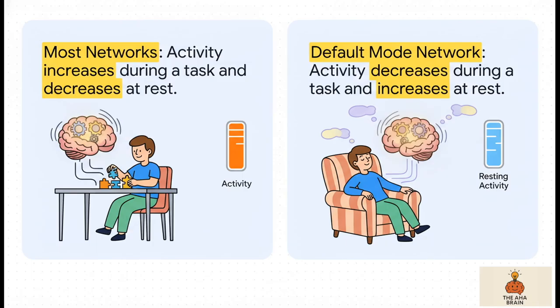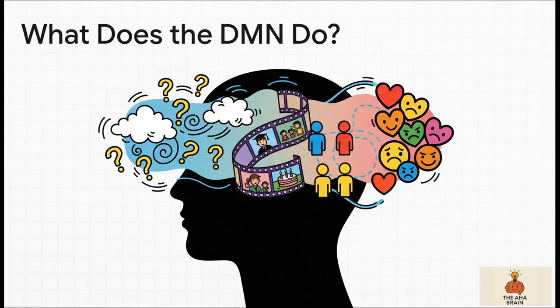And that's what makes the DMN so mind-bogglingly weird. It works in the complete opposite way of almost every other network. When you're focusing on the outside world, it goes quiet. But the second you let your mind wander, it roars to life. It's your brain's default setting. And it turns out that default setting is incredibly busy. So what is it doing all that time?